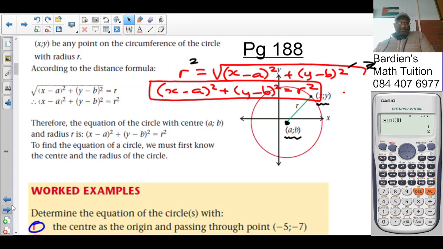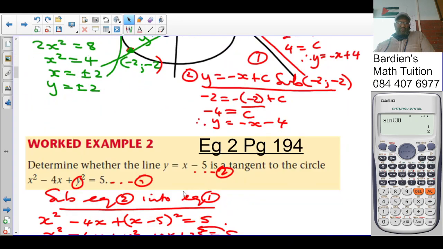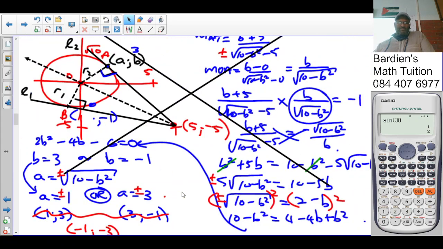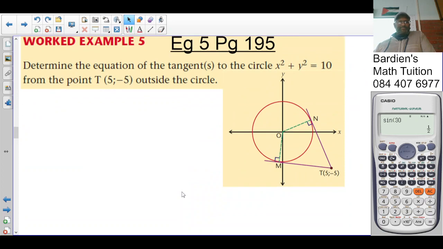So, with regards to analytical geometry, there's that one example that I got wrong. So let's try again. Okay?